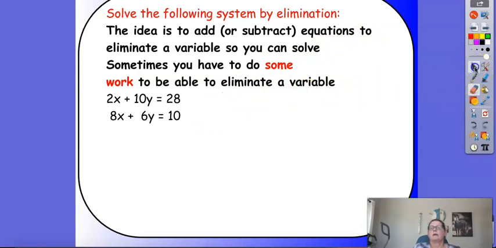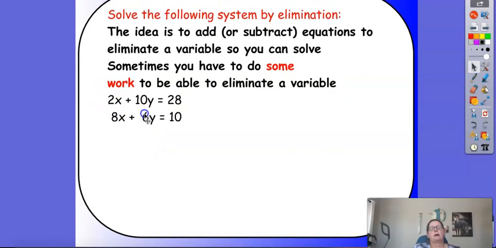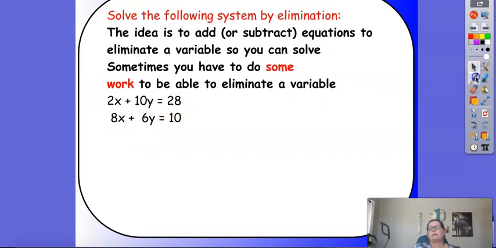Okay, again, I come to this one. Okay, I can't, 2 and 8 do not equal 0. 10 and 6 do not equal 0. So I have to think of what to multiply by in order to get it so that I can eliminate one of the variables.